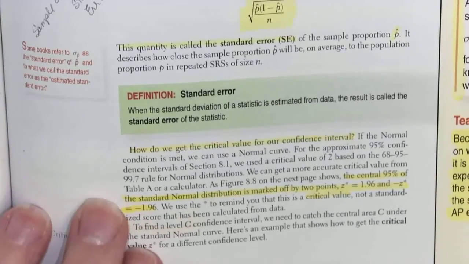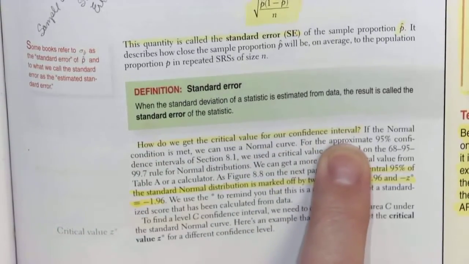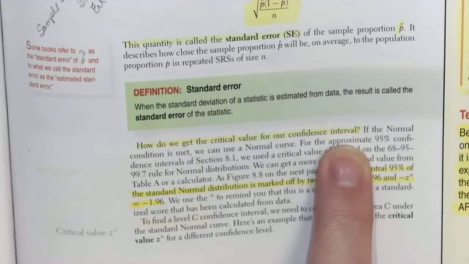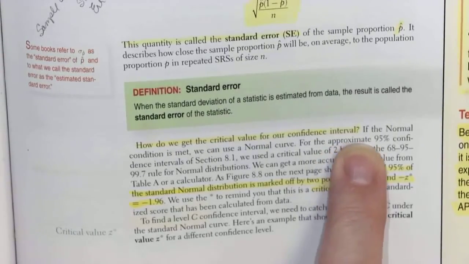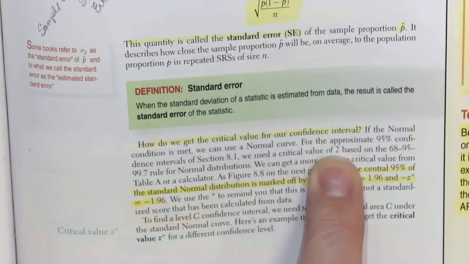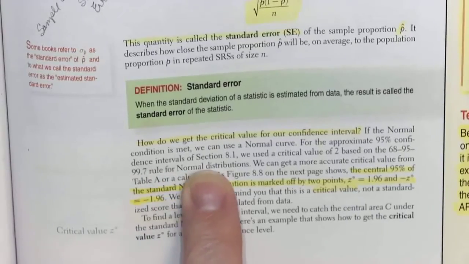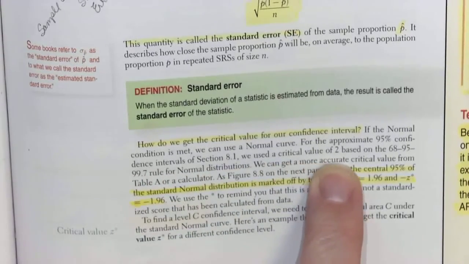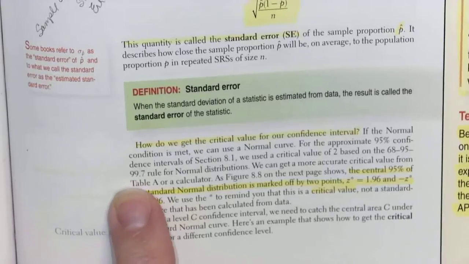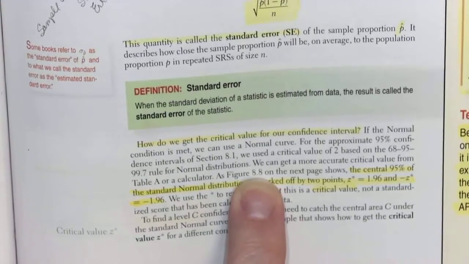All right? Okay. Now, how do we get the critical value of our confidence interval? This gets into the important part, finding the actual critical value. If the normal condition is met, we can use the normal curve. For the approximate 95% confidence interval in section 8.1, we used a critical value of 2 based on the 68, 95, 99.7 rule of the normal distribution. So we've been using 2, right? 2 times the standard error, 2 times the standard deviation of the sample.